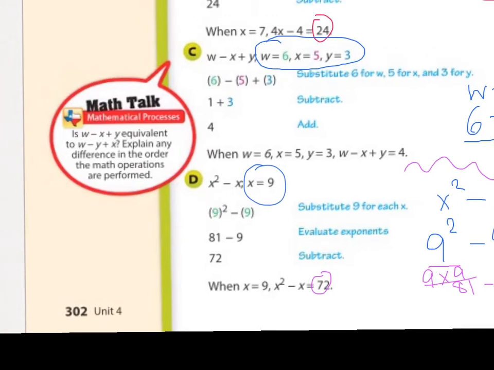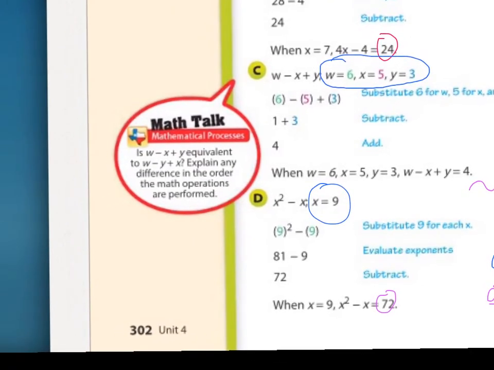Let's look at this math talk super fast. It says, is w minus x plus y equivalent to w minus y plus x? Explain any difference in the order the math operations are performed. So w minus x plus y, w minus y plus x.